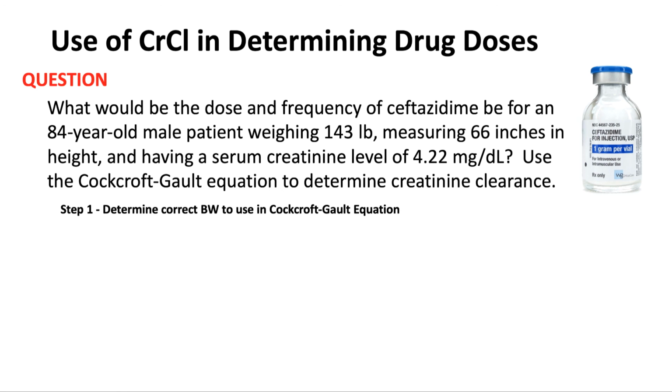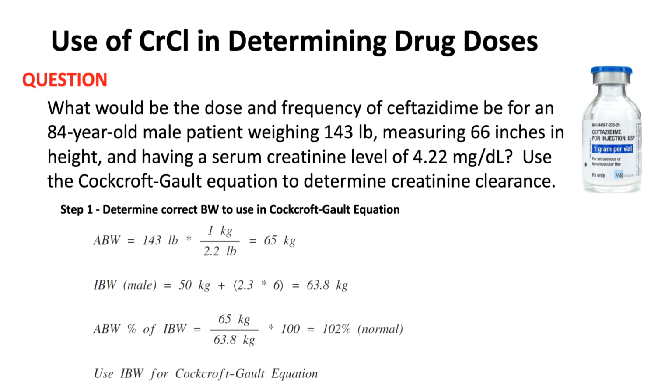The first step is to, since we're going to be using the Cockcroft-Gault formula, we must decide which body weight to use. So let's do this quickly. Their actual body weight was 143 pounds. We divide that by 2.2 to cancel pounds to get kilograms, and we see this patient actually weighs, their actual body weight, 65 kilograms.